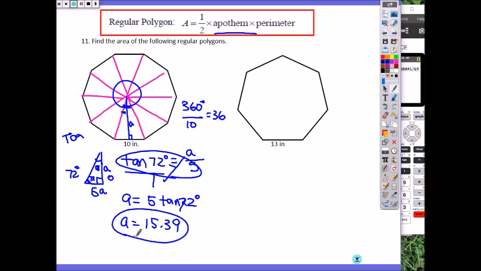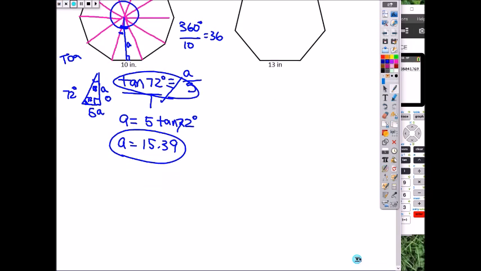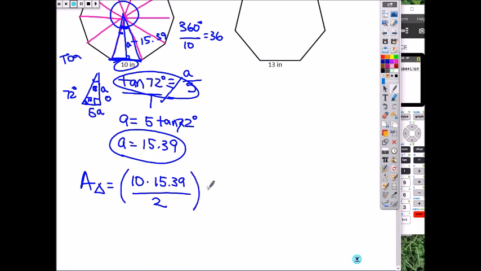So then, if you want to find the area of this triangle right here, it is base times height divided by 2. What's the base? 10. Height, that's 15.39. So 10 times 15.39 divided by 2. That's one triangle. How many triangles do you have? 10. So you multiply by 10.